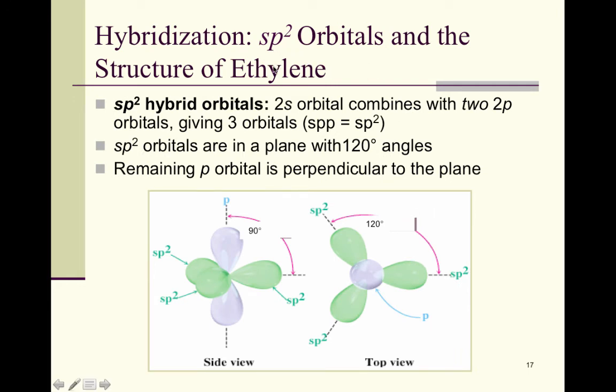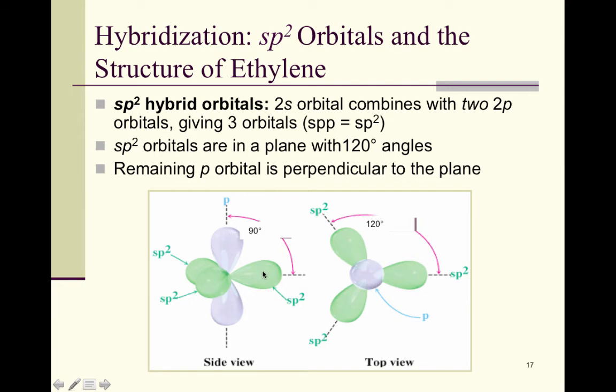sp2 hybridization. Ethylene is an example of that, with 2 carbons and a double bond. sp2 hybrid orbitals: a 2s orbital combines with 2 p orbitals, giving 3 orbitals total. Now remember, the one they have in blue here is not involved in the hybridization at all, and in fact, it's going to be 90 degrees away from where this one is. It's only these sp2s that are going to join with another atom's sp2 and make the carbon-carbon double bond, one of them with the sp feature and the other with the p.